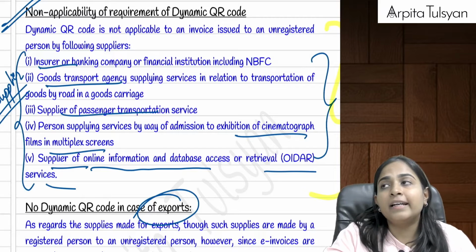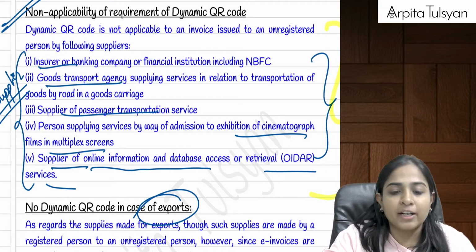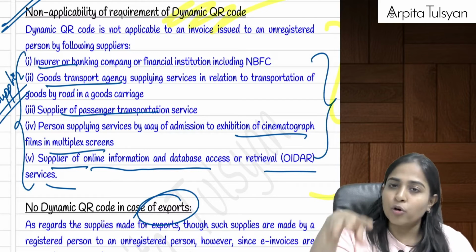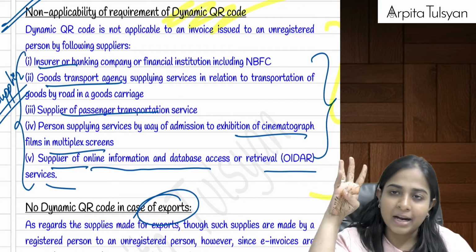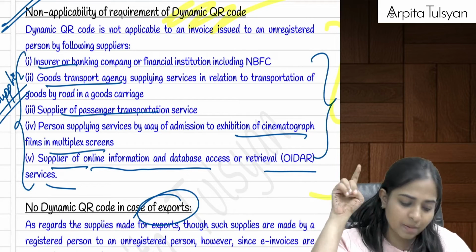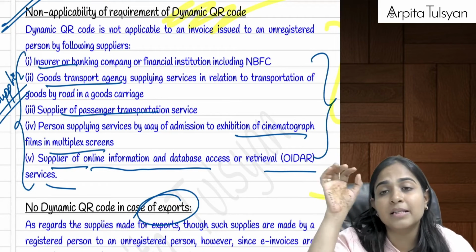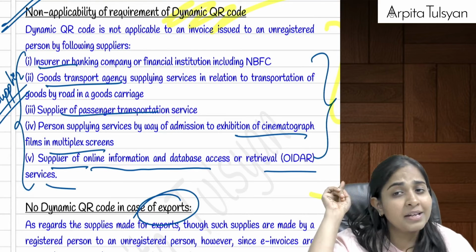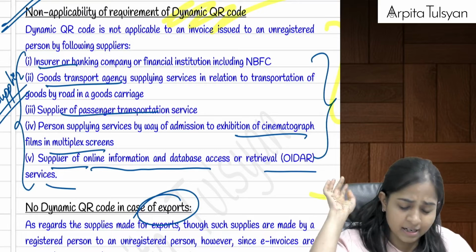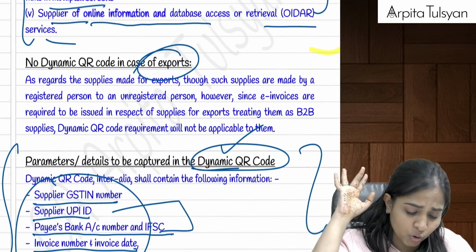Even if their aggregate turnover has exceeded 500 crores, they are not required to comply with the requirements of dynamic QR code. Four persons remaining the same: banking, insurance, NBFC, GTA, passenger transport service, multiplex, and the last one is any person supplying OIDAR service from outside India. Okay, so he is not required to print any dynamic QR code on the invoice.